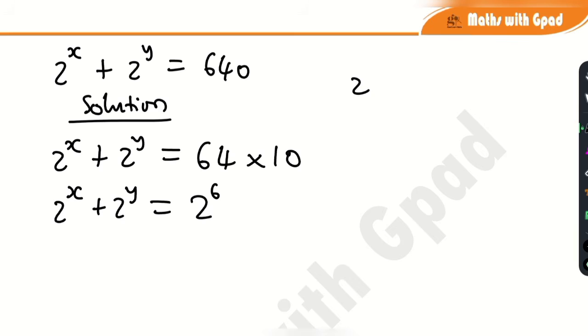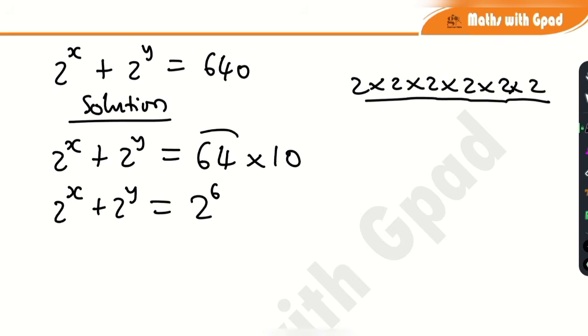Why is this so? Because 2 times 2 times 2 times 2 times 2, 1, 2, 3, 4, 5, 6. 2 times 2 is 4. 4 times 2 is 8. 8 times 2 is 16. Times 2 is 32. Times 2 is what? 64. So that's why I wrote 64 as 2 raised to the power of 6.